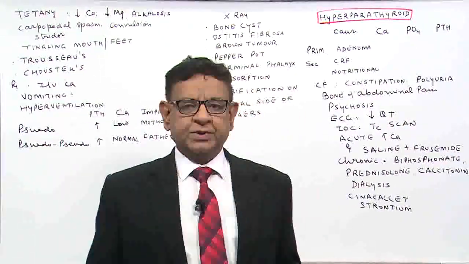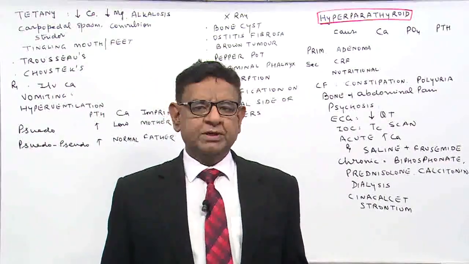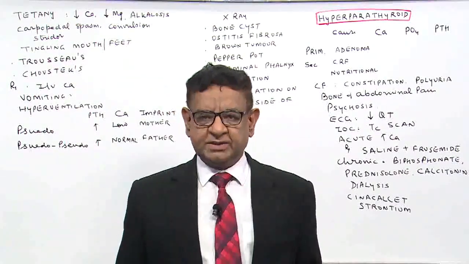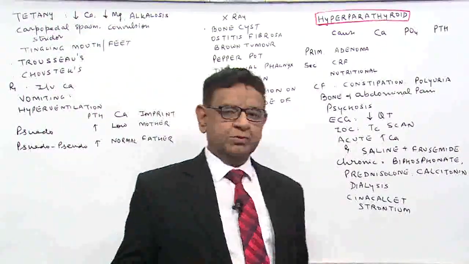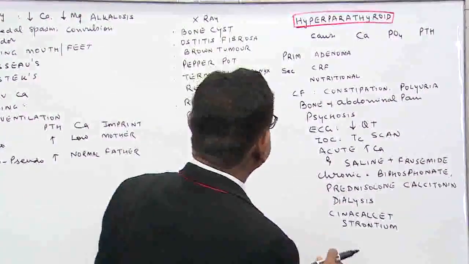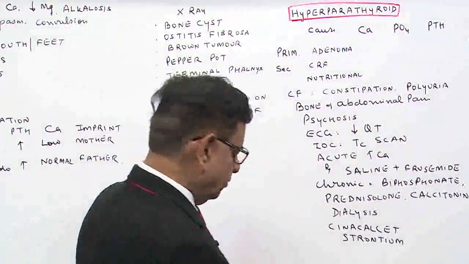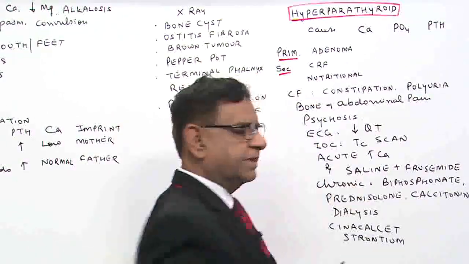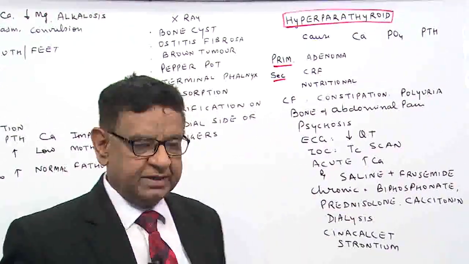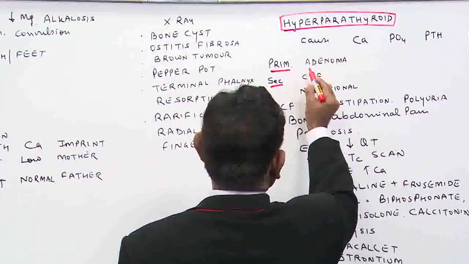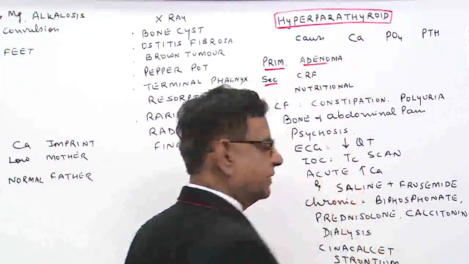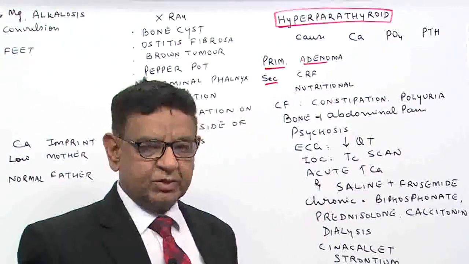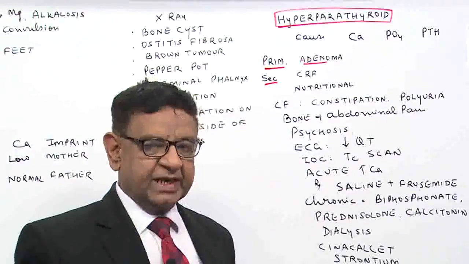Hello friends, today I'll talk to you about diseases of the parathyroid gland, that is hyperparathyroid and hypoparathyroid. So first of all, hyperparathyroid, we know very well we have mainly primary and secondary hyperparathyroid. What is the cause of primary? It is adenoma, the most important cause. 96% it is adenoma, and usually it involves a single gland.